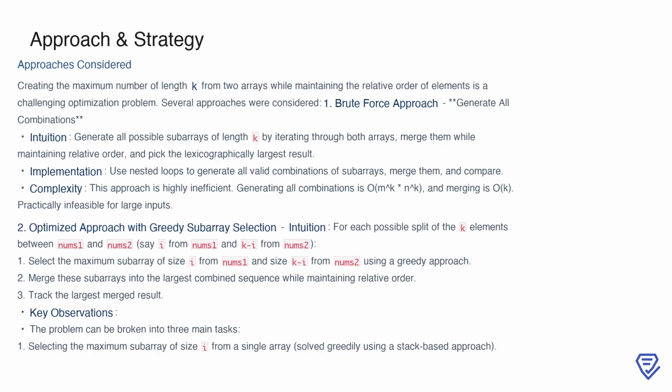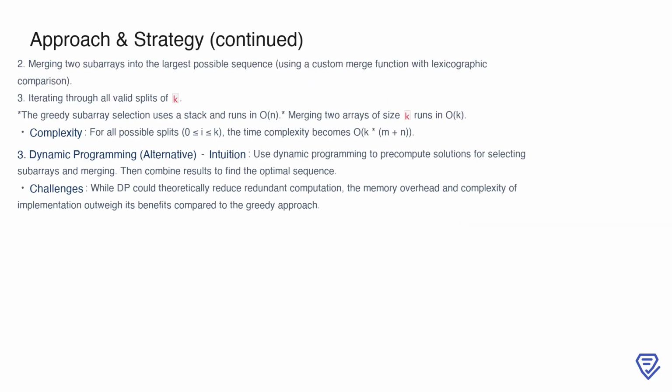The problem can be broken down into three main tasks: selecting the maximum subarray of a given size from one array, merging two subarrays into the largest sequence, and iterating through all valid splits of k. Let's explore these tasks in more detail. Selecting the maximum subarray from a single array is accomplished using a greedy approach with a stack-based method. This ensures that the subarray is as large as possible while maintaining the relative order of elements, and it operates efficiently with a time complexity of O(n).